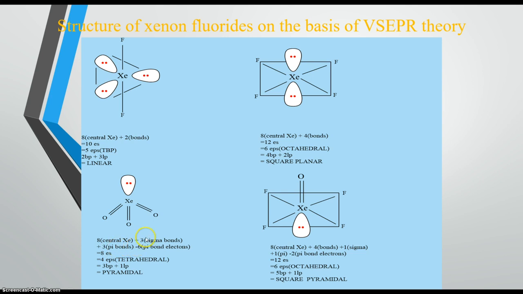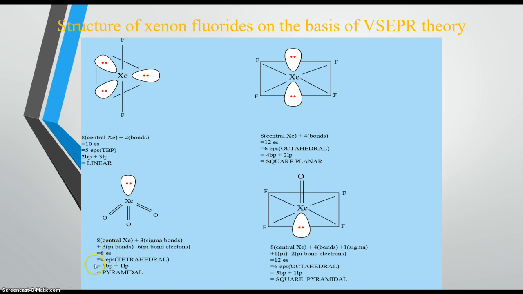Okay, now as this compound contains 3 pi bonds, and as we know that pi electrons are not going to contribute in the structure determination, we have to exclude the pi electrons from the total electron count. So we have to exclude 6 electrons because there are 3 pi bonds, so total 6 electrons we have to exclude from the total electron count. So there will be overall 8 electrons.